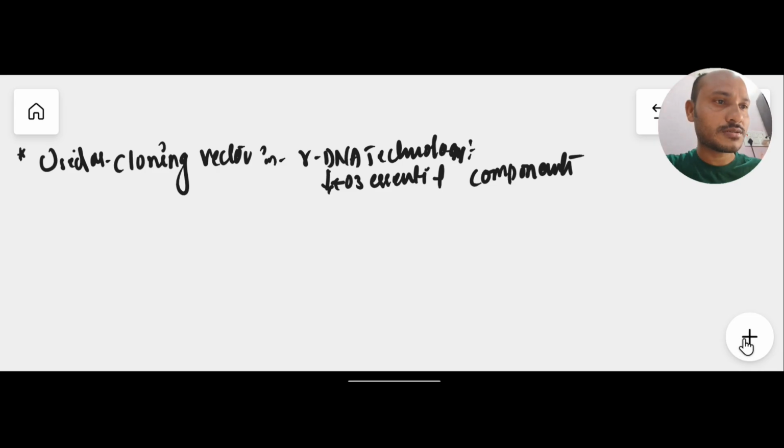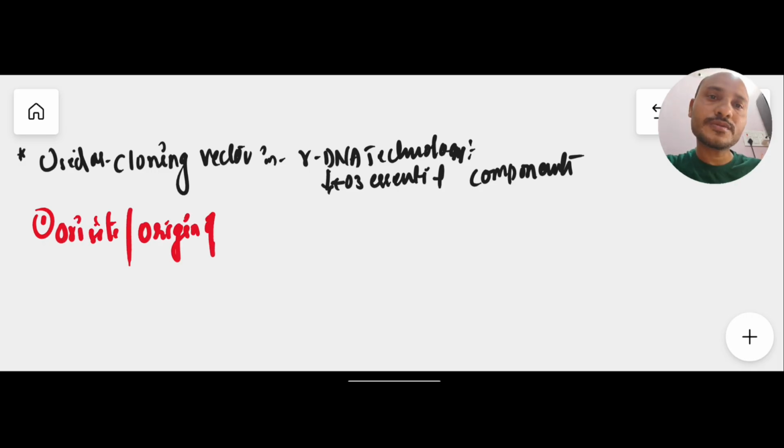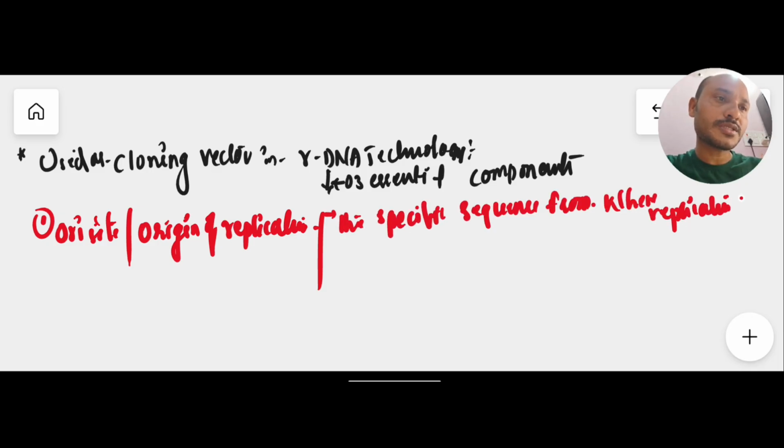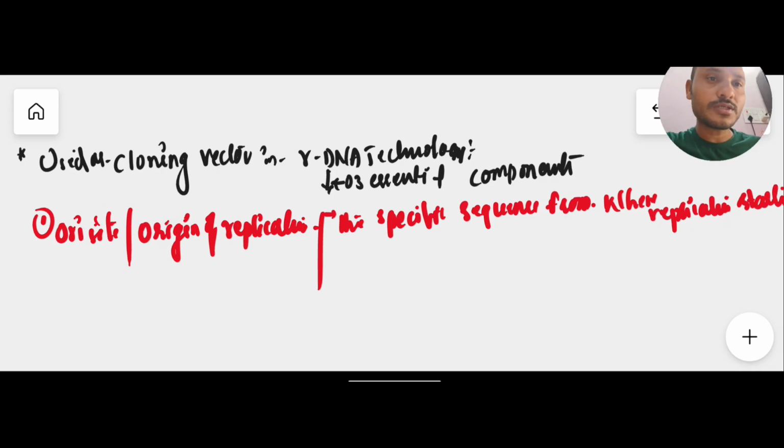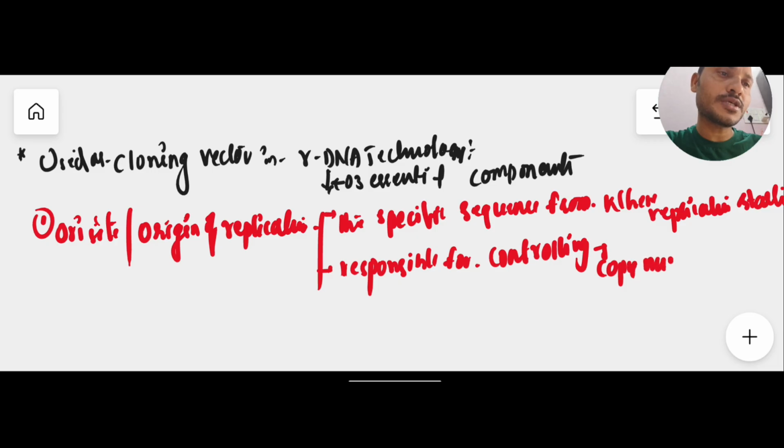Now we'll discuss what these three essential components of the plasmid are. The first and most important is the origin of replication, the ORI site. This site provides the specific sequence from where replication starts. The ORI site is also responsible for controlling the copy number, which is very important. This site controls the copy number of the linked or desired DNA.